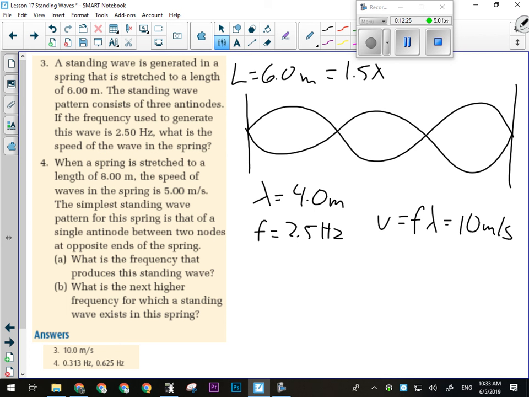How many people have done number 4? Do we just need more time on 4 or do we need to go over 4? More time? Okay, more time. I see a few people nodding.